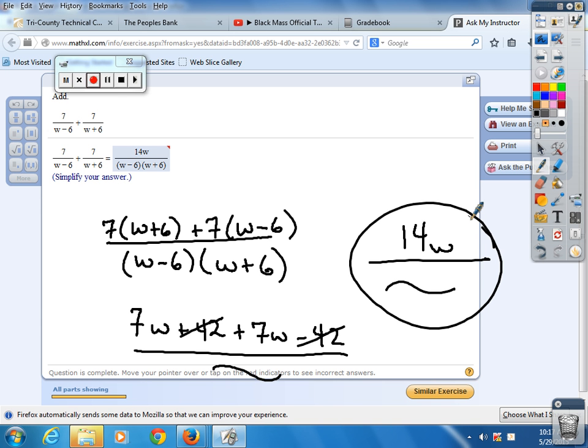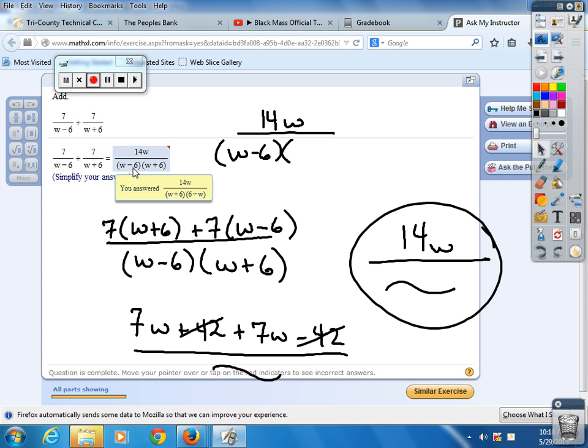Now she wrote, is this the same? Well, let's look and see what she put. Oh, no. Negative W plus 6 is not the same. That's negative W. I'm just saying this because she asked me if it was the same. She has 14W over W minus 6, and then she had negative W. I think it was 6 minus W. Yeah, 6 minus W. And that's not the same.